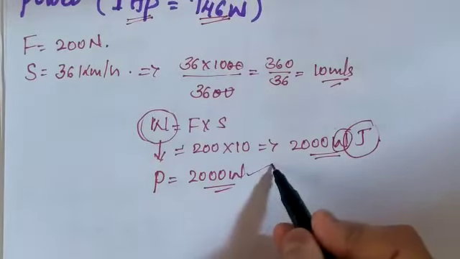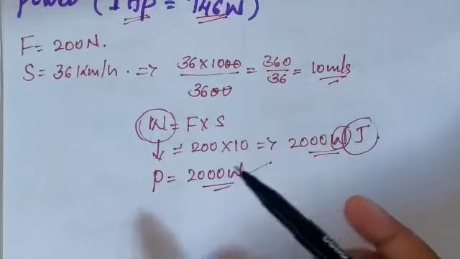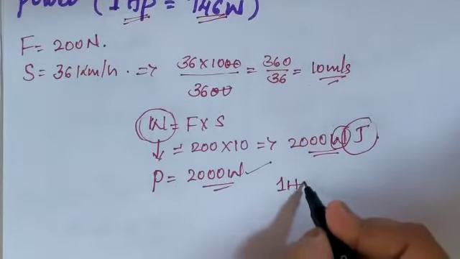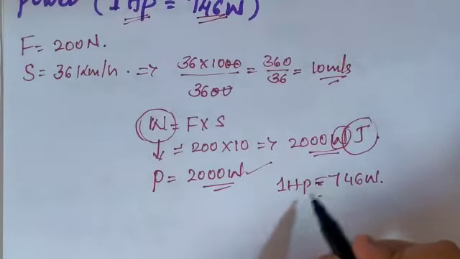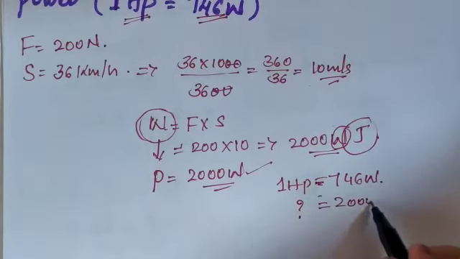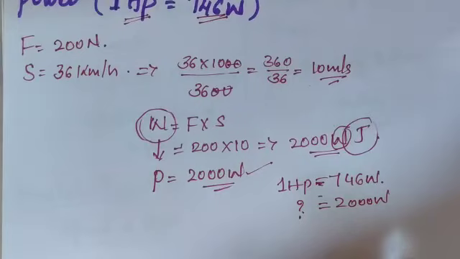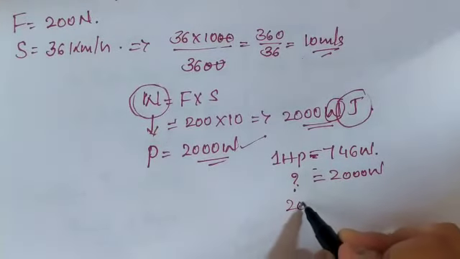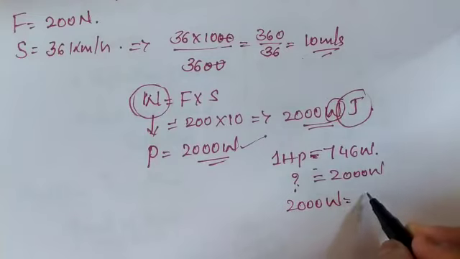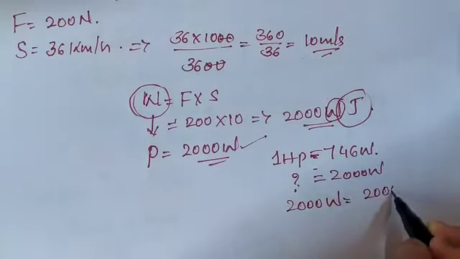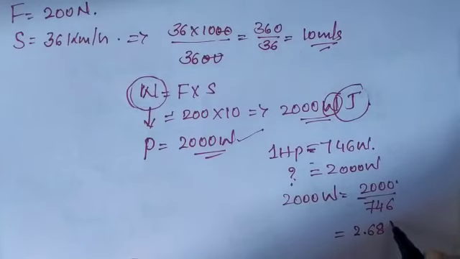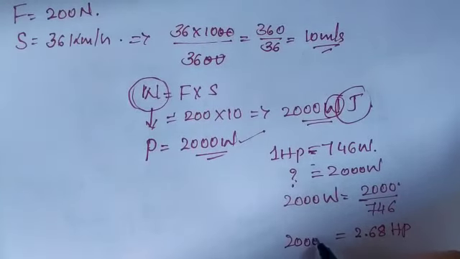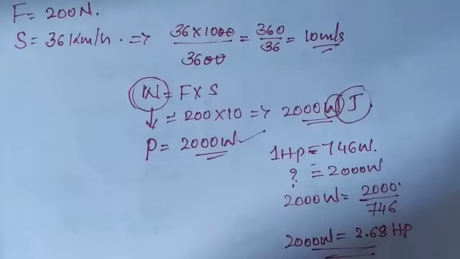Now it is in watt, we have to convert it into horsepower, that is HP. 1 HP is equal to 746 watt, so how much will be the HP for 2000 watt? To find that, I consider 2000 divided by 746, so I'll get the answer as 2.68 HP. So 2000 watt is nothing but 2.68 HP.